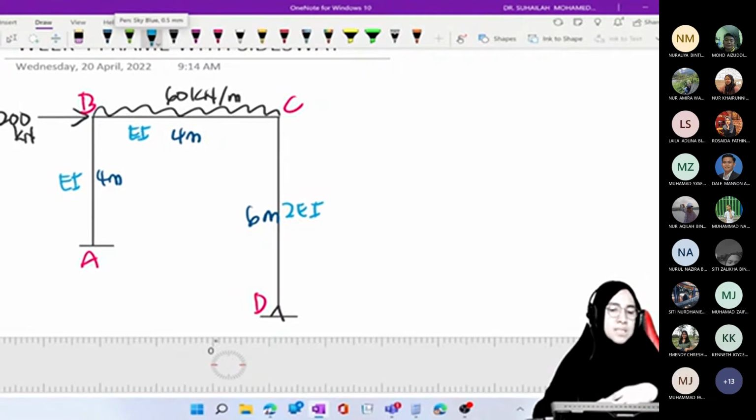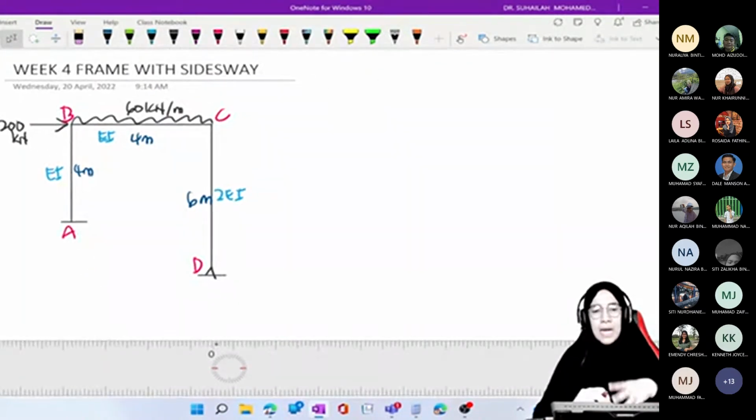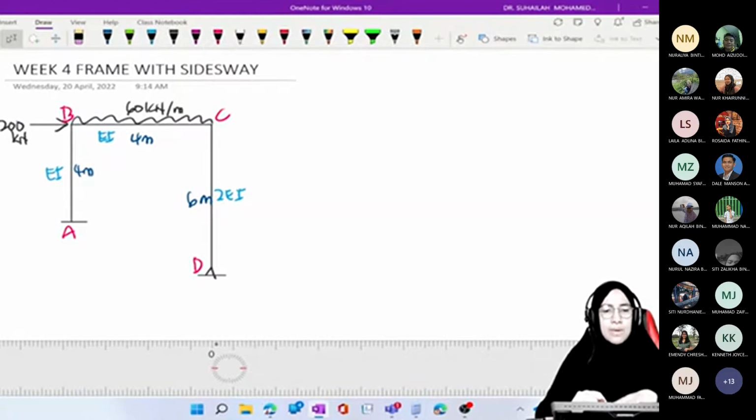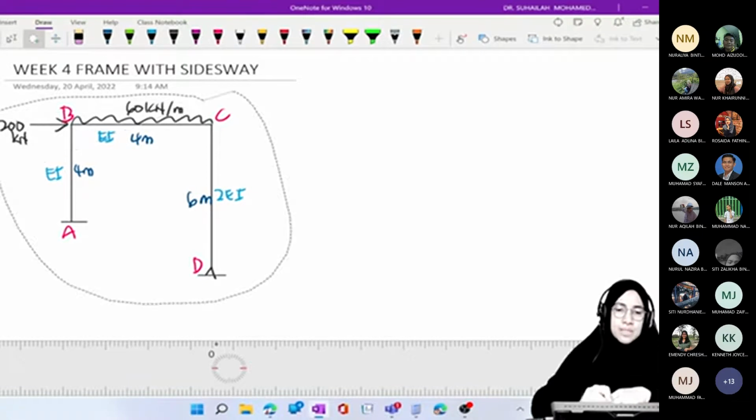Okay, like this. So this is the frame that we are going to analyze. So of course, we have to apply principle of superposition. So by applying the principle of superposition, we have this.